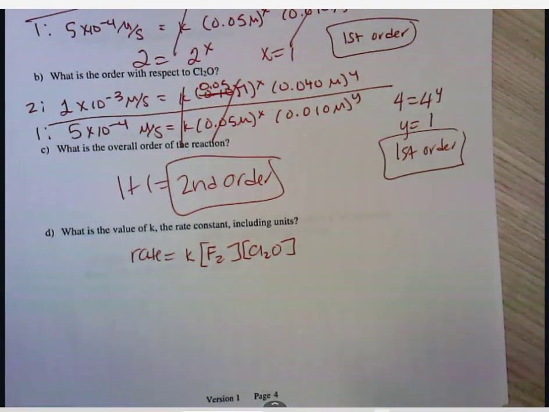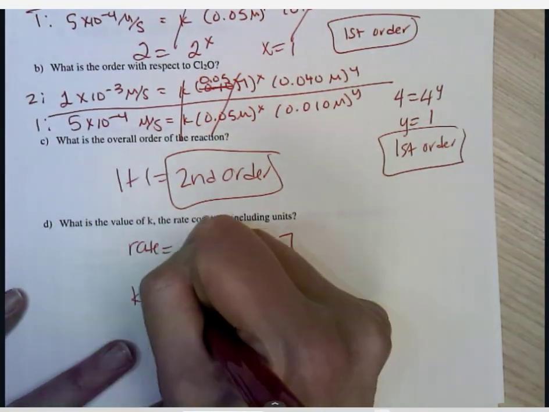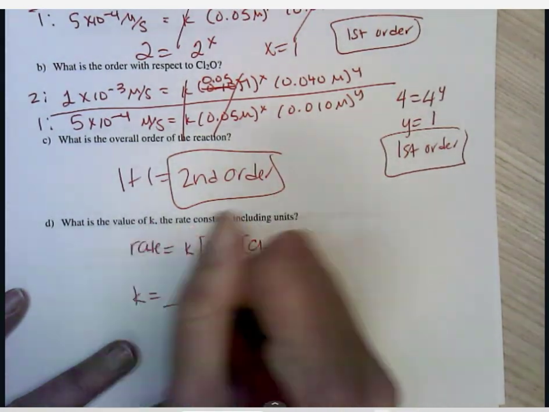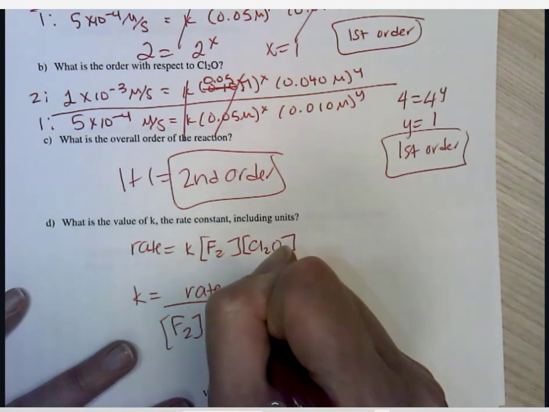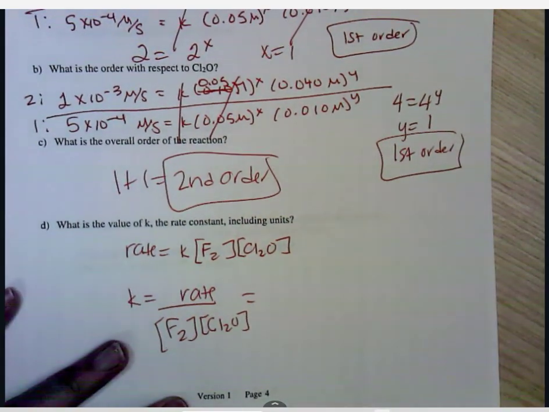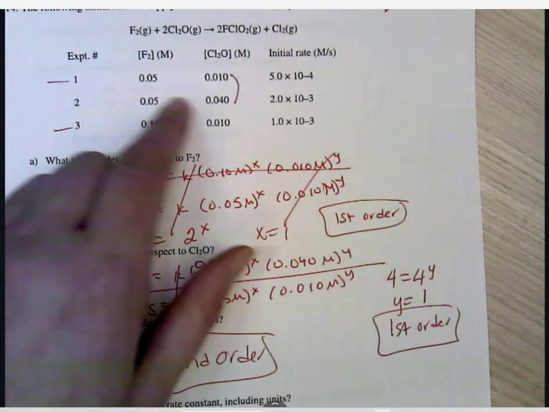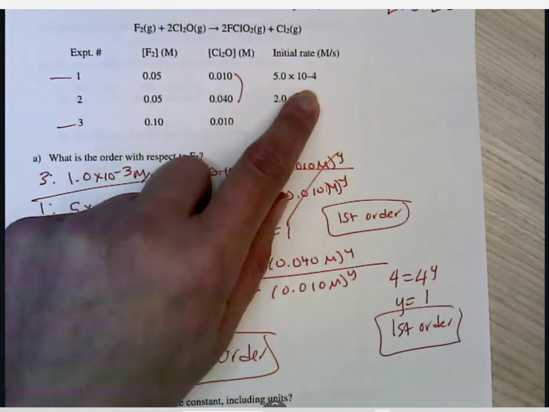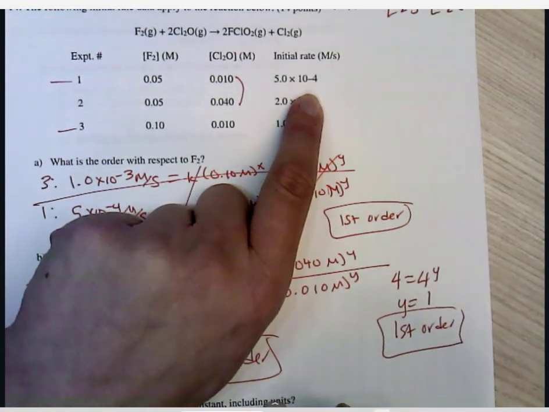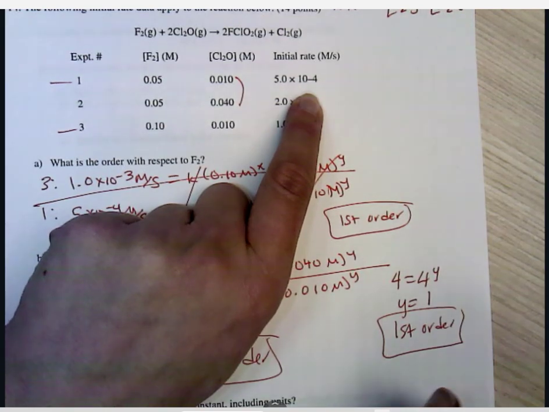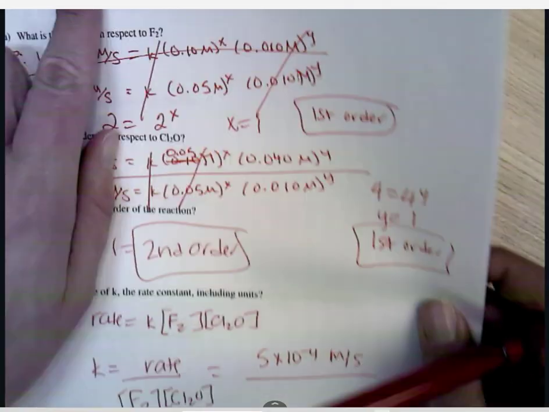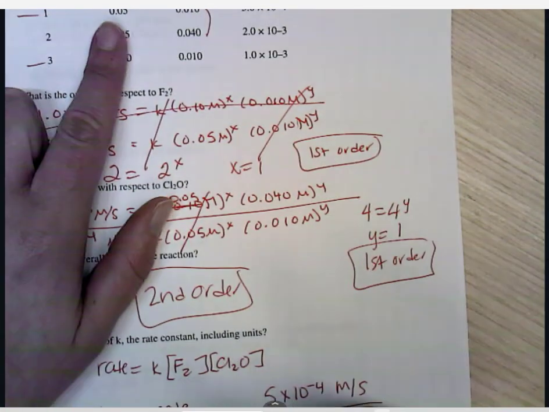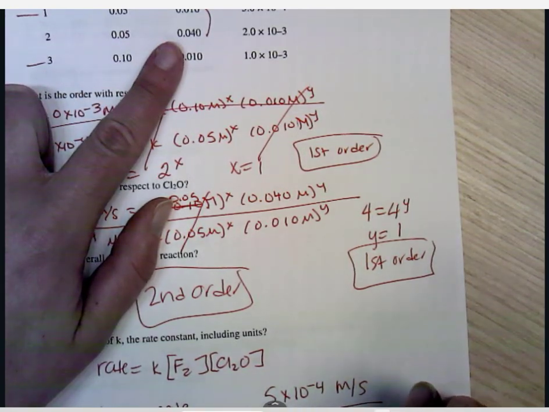And I'm going to solve for K. So divide F2 and Cl2O over to the other side. Plug in, just pick one of the experiments, and I'll choose the first one and be more careful to pick everything from the same line. So I put in the 5 times 10 to the minus fourth molarity per second, and then 0.05 molar and 0.010 molar.